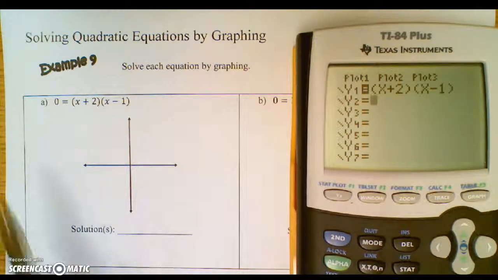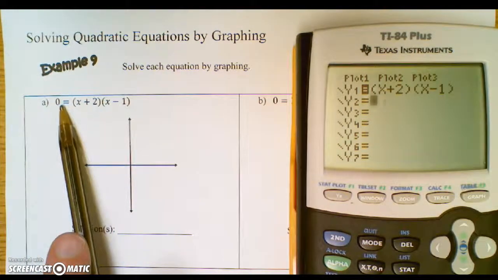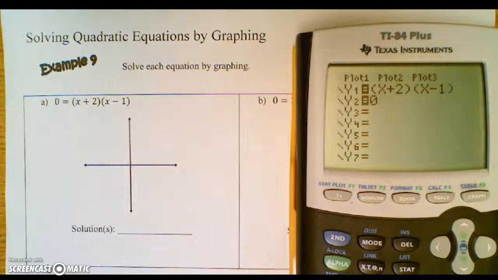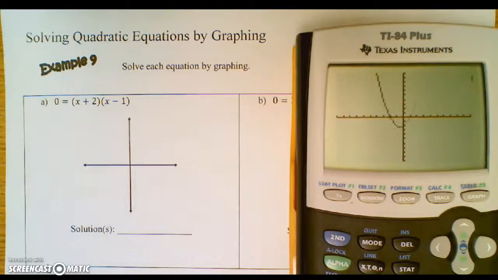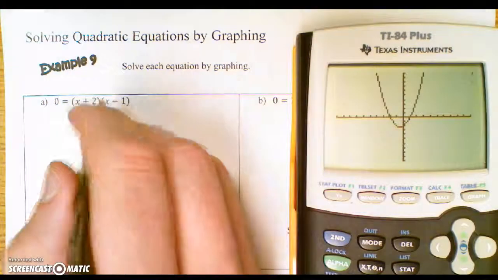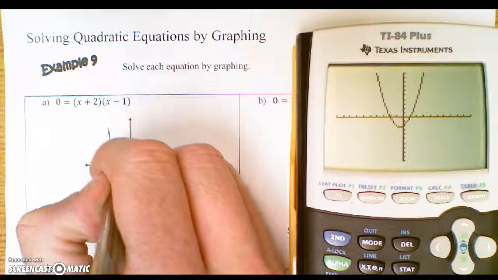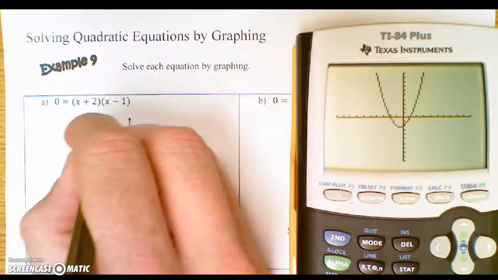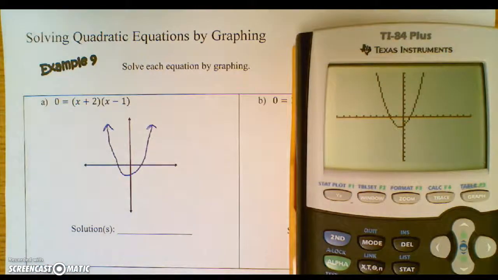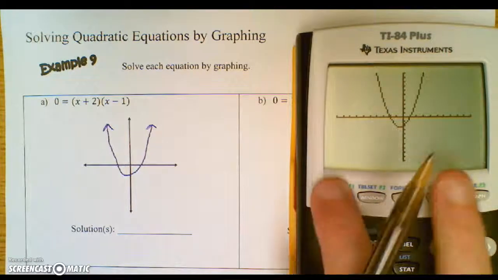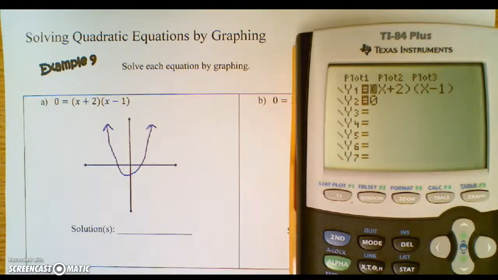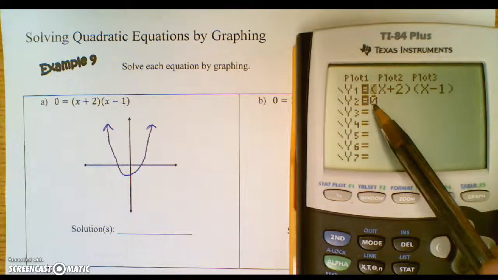And for y2, I'm going to put the value on the other side of the equal sign and make it 0. Then I'm going to hit graph. So I got a nice little graph there that I can sketch. To find the solutions, because that's what it's asking, I'm looking for where the lines intersect. Remember, the quadratic I put in is what gives me the parabola shape, and then I should have a line at 0.